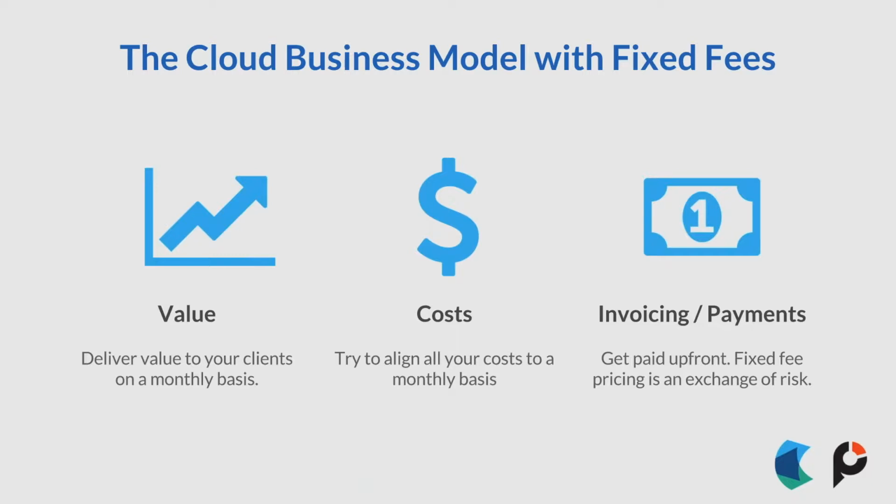So if it's something simple that you can deliver, such as a cash flow report, then this will help you align all of your invoicing and your costs. So talking about the costs element, in the middle there, if you can align all of your costs on a monthly basis, it means your business becomes more predictable.